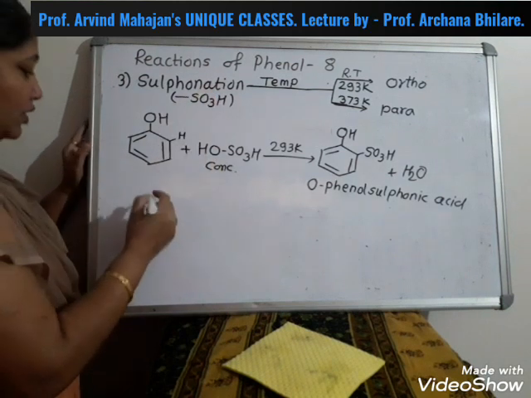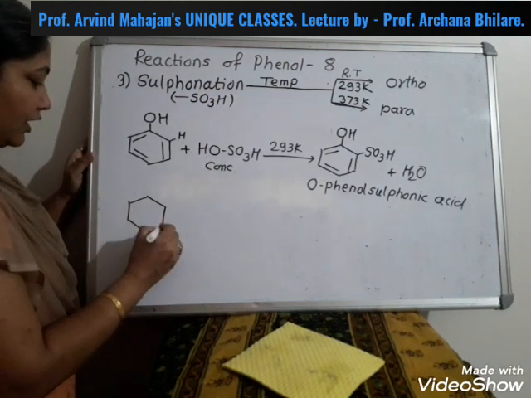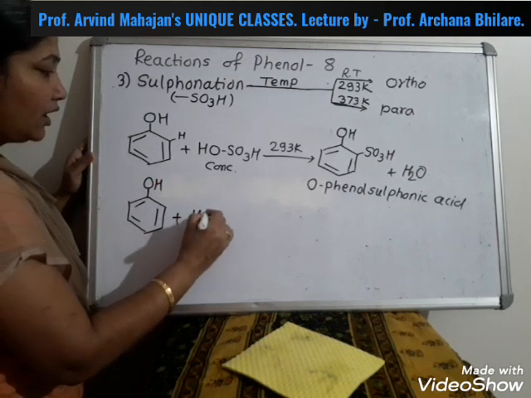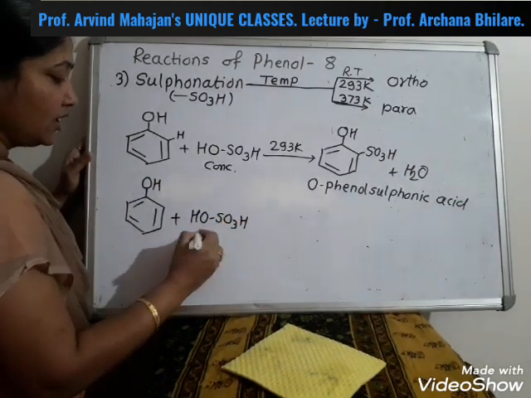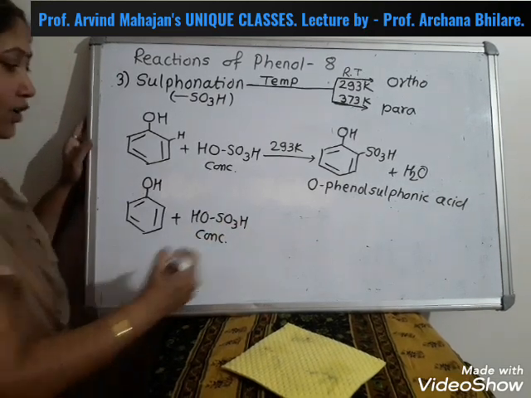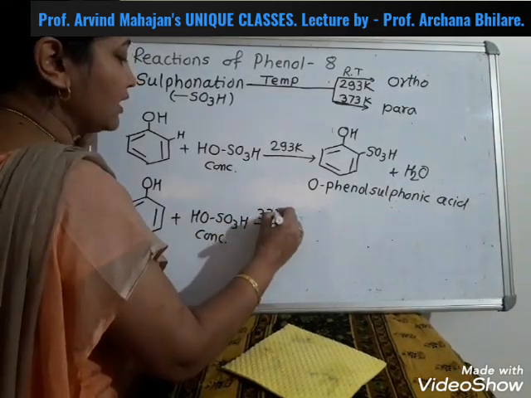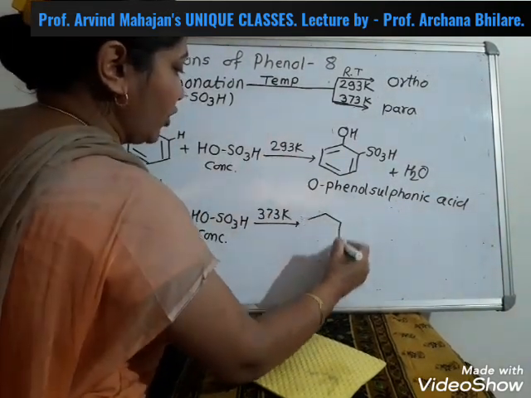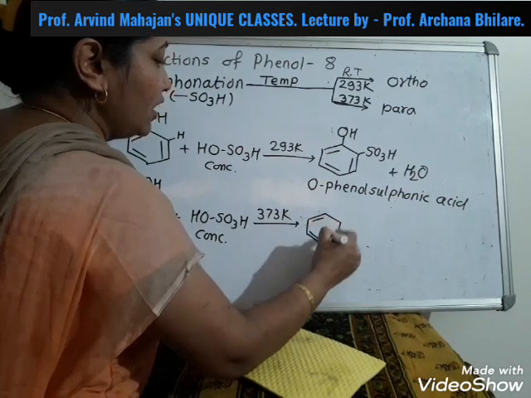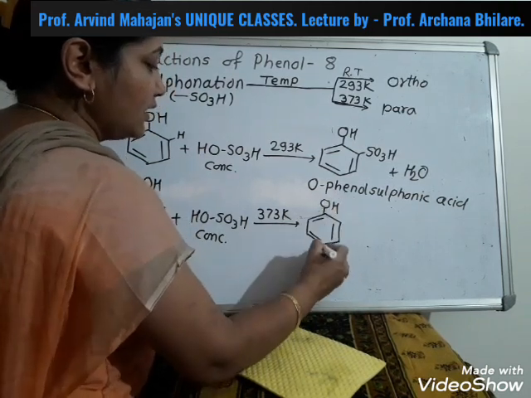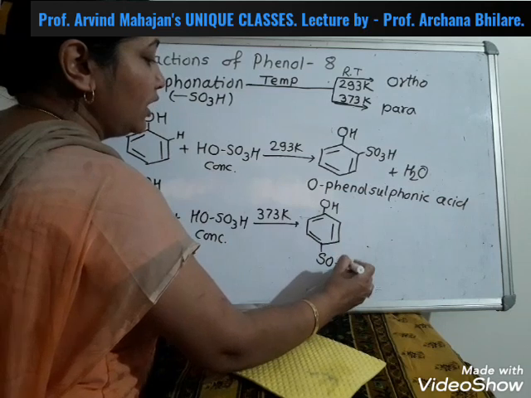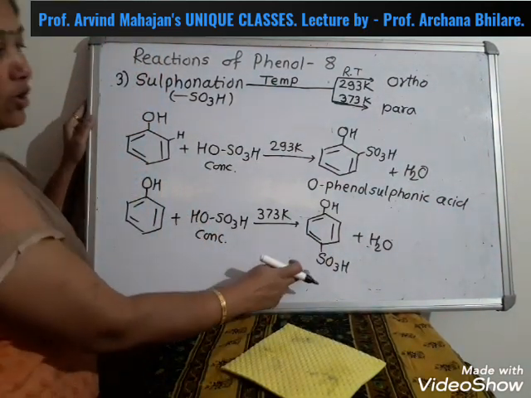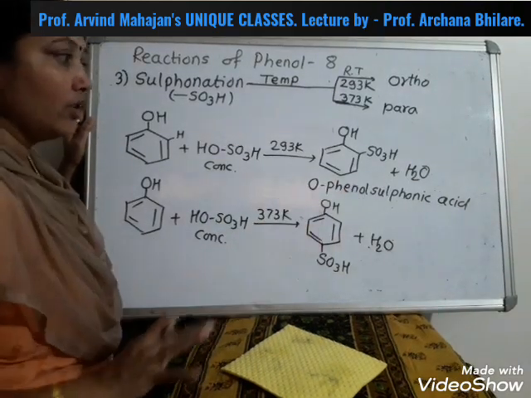And what if we use higher temperature? So phenol reacts with HOSO3H, of course concentrated H2SO4, at 373 Kelvin. The product formed in the reaction is this OH as it is, and here SO3H, plus H2O. This product is called paraphenol sulfonic acid.